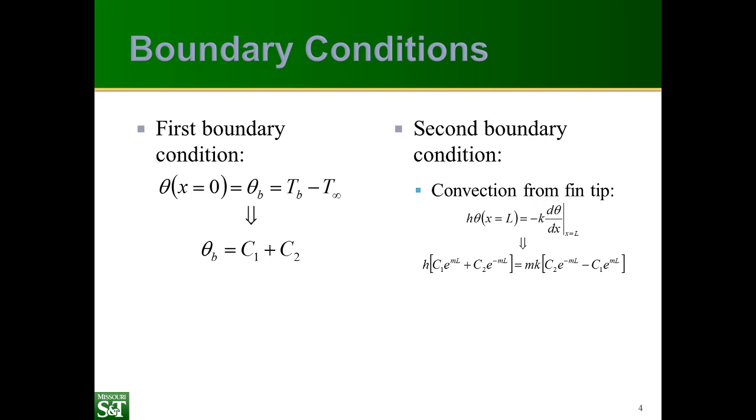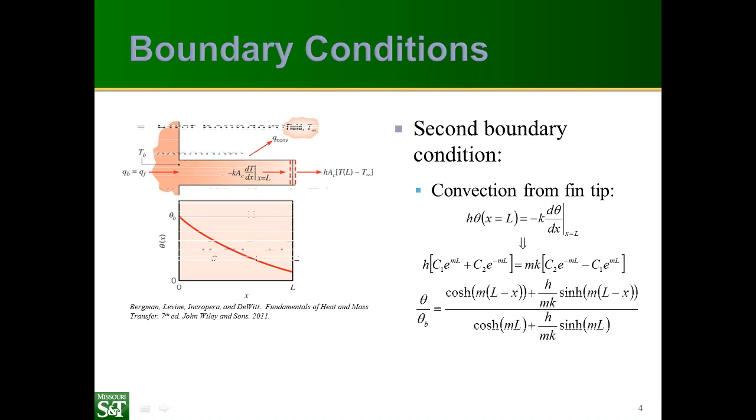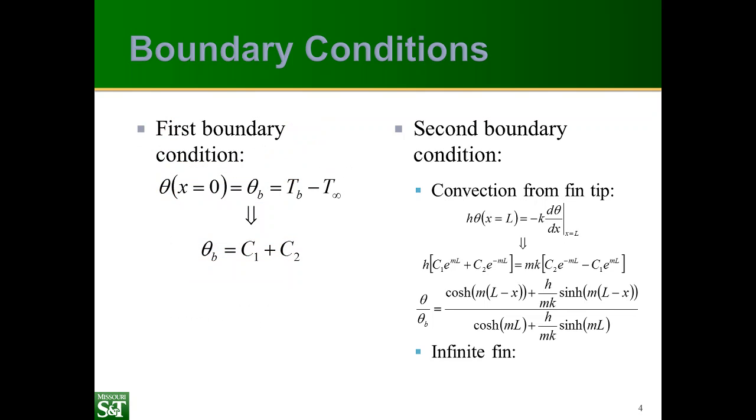So now we have two equations, one from our base temperature and one from our boundary condition, and we can solve those two equations to come up with a solution like this. So the e to the positive and the e to the negative terms end up resulting in hyperbolic cosine and hyperbolic sines in our solution. Now there's another simplification, which is the infinite fin.